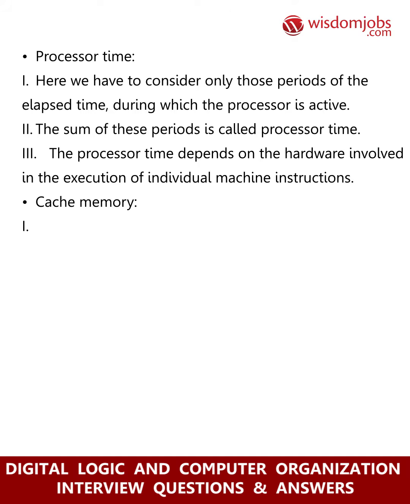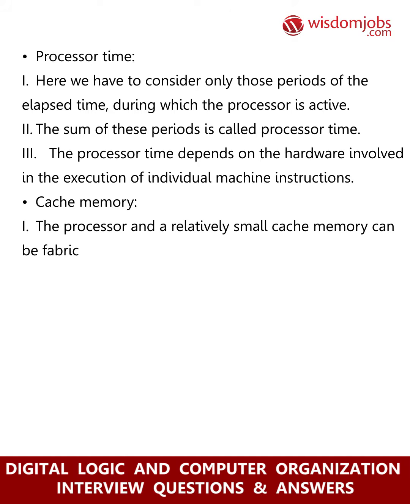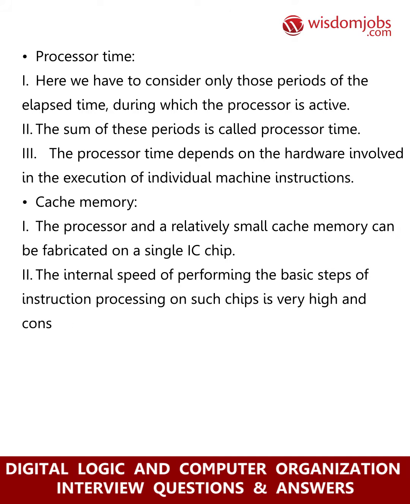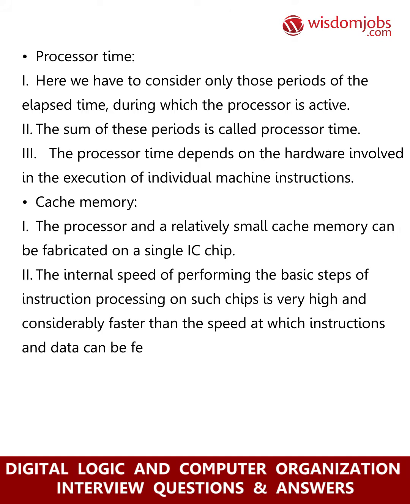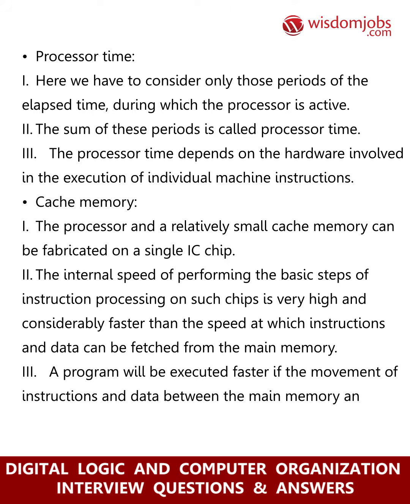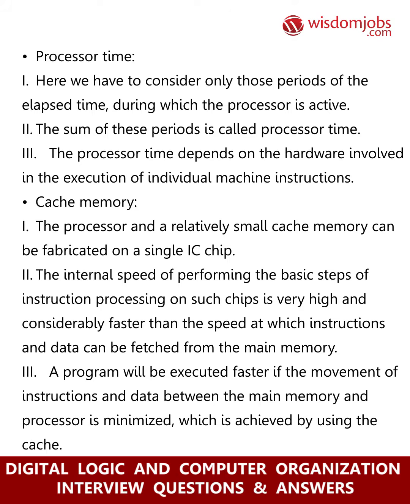Cache memory. 1. The processor and a relatively small cache memory can be fabricated on a single IC chip. 2. The internal speed of performing the basic steps of instruction processing on such chips is very high and considerably faster than the speed at which instructions and data can be fetched from the main memory. 3. A program will be executed faster if the movement of instructions and data between the main memory and processor is minimized, which is achieved by using the cache.